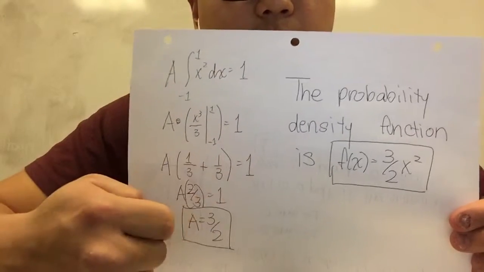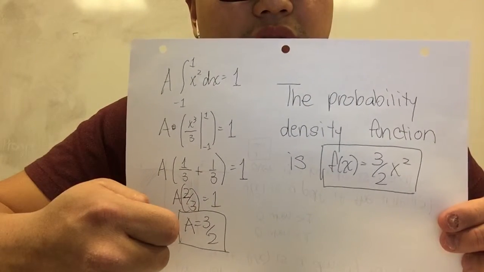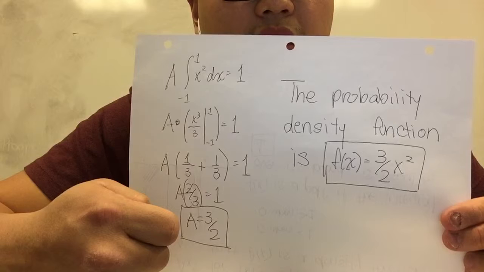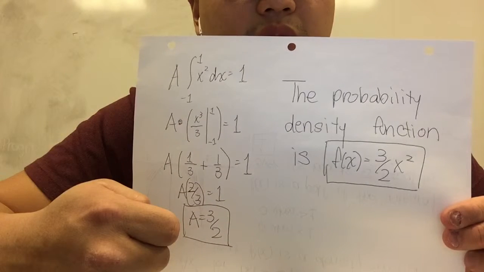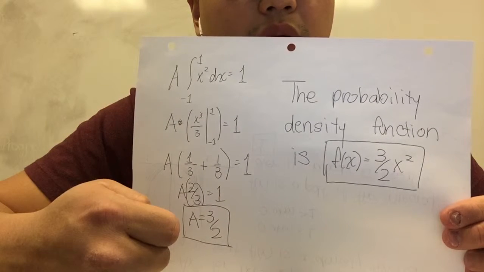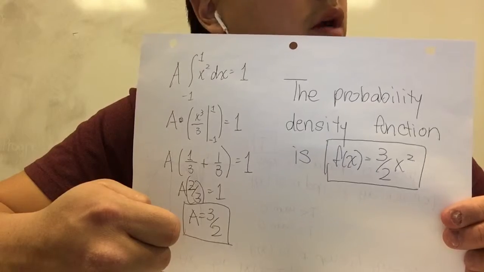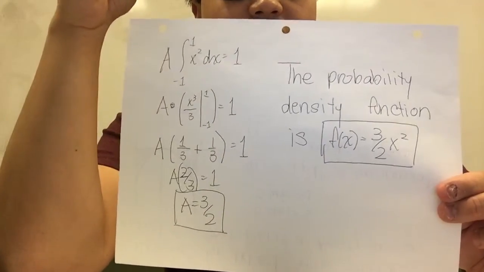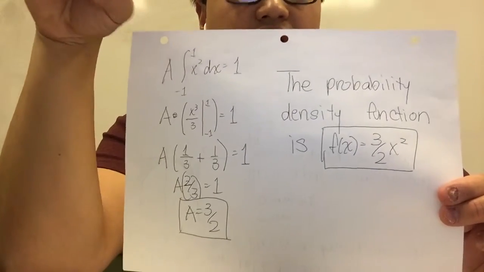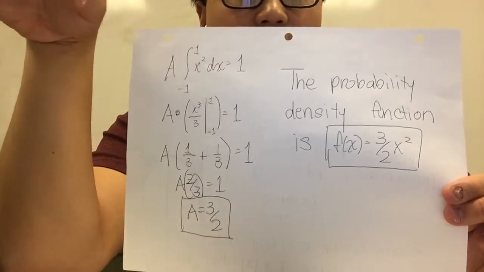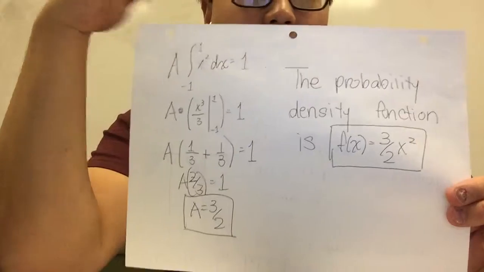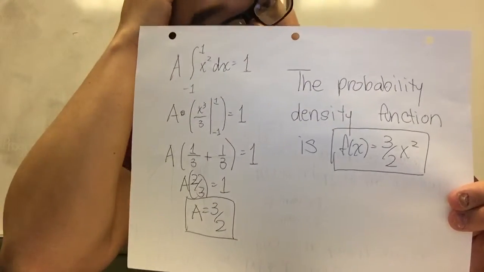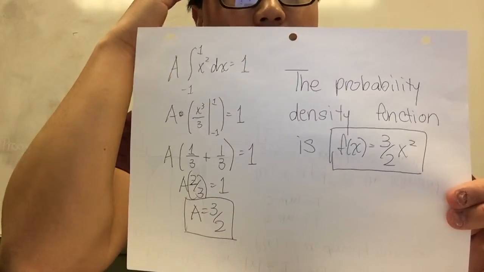We just plug it in. So the probability density function is f of x equals 3/2 x squared, and that's how we find out whether or not it is a valid probability density function. To find a, we set the integral of that equal to 1. So that's how we find a so that it is a valid probability density function.